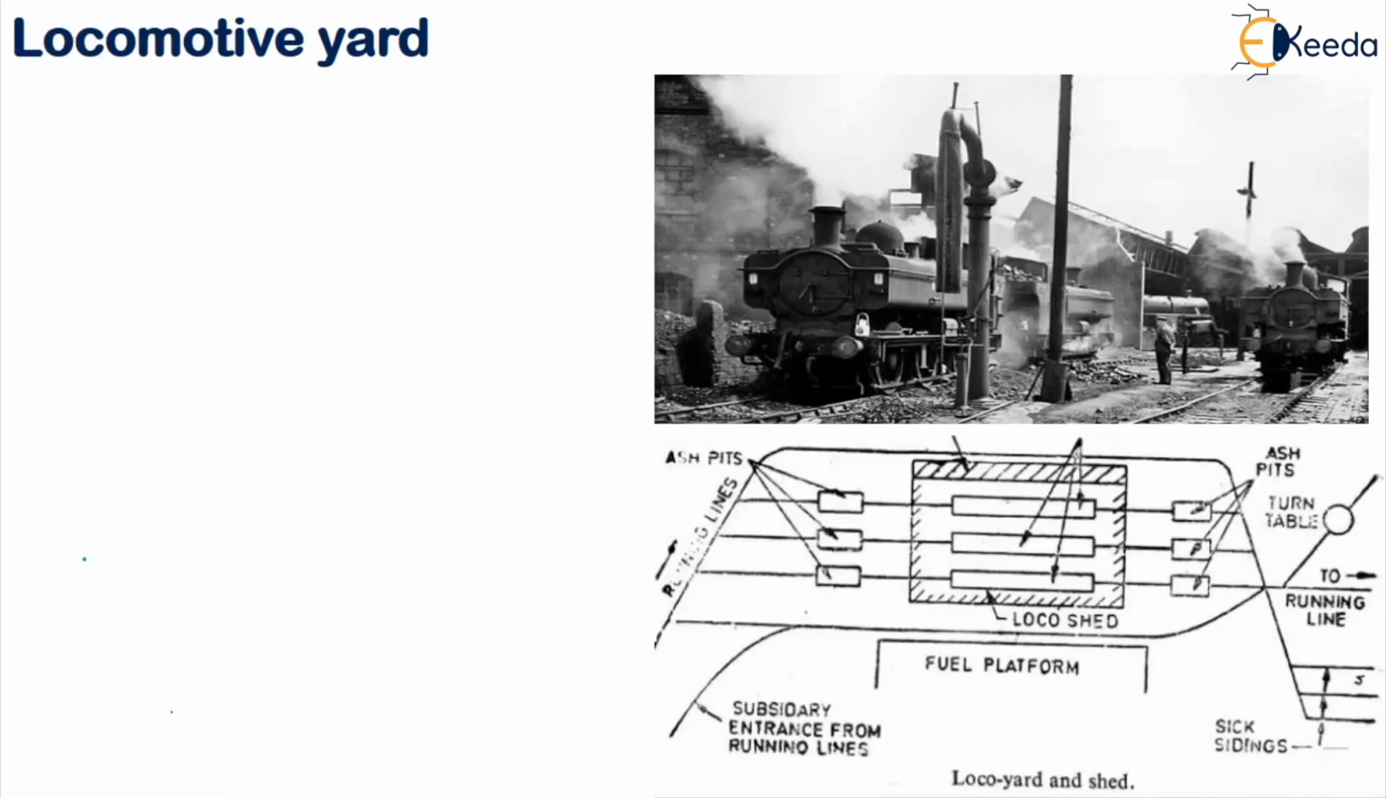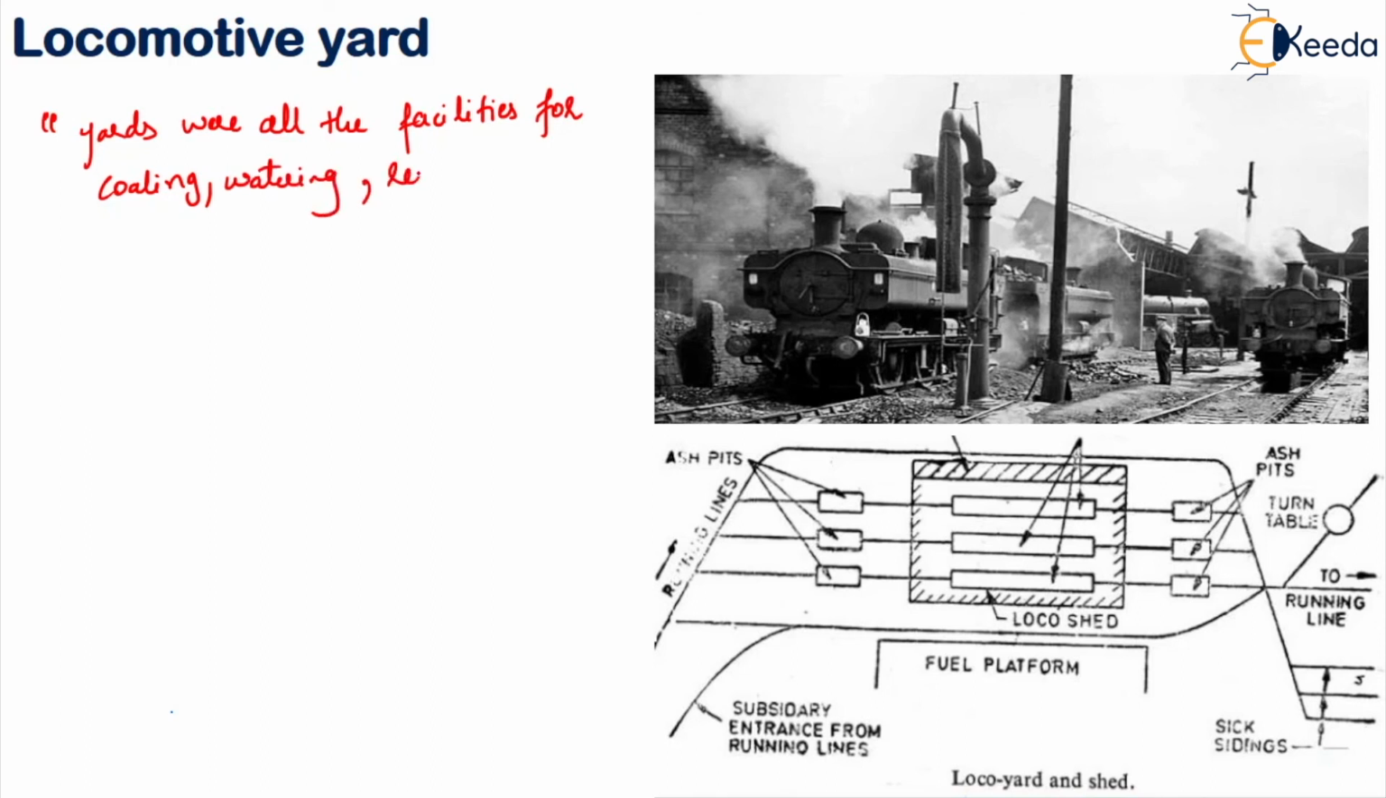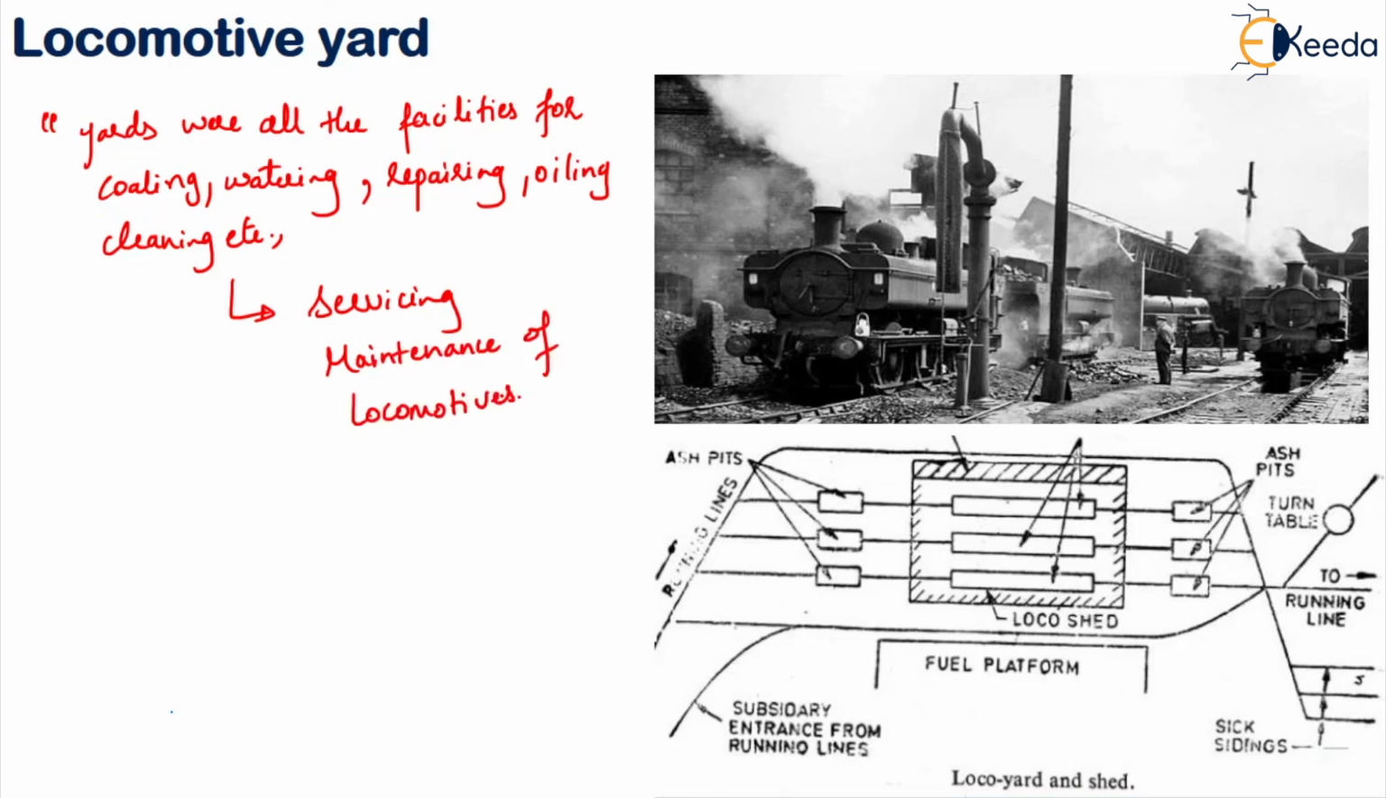Coming to the last type of yard, this is your locomotive yard. Now what happens here? This is the place where the facilities for cooling, watering, repair, oiling and cleaning, basically service and maintenance of your locomotives, will happen. Locomotives are nothing but what? Your trains, right? These yards are constructed at junction stations.